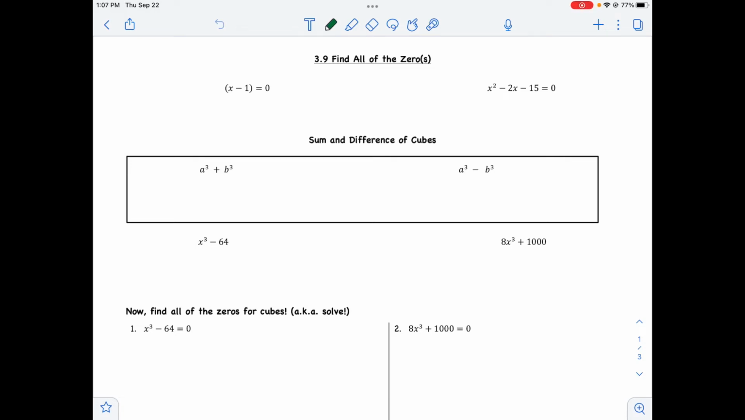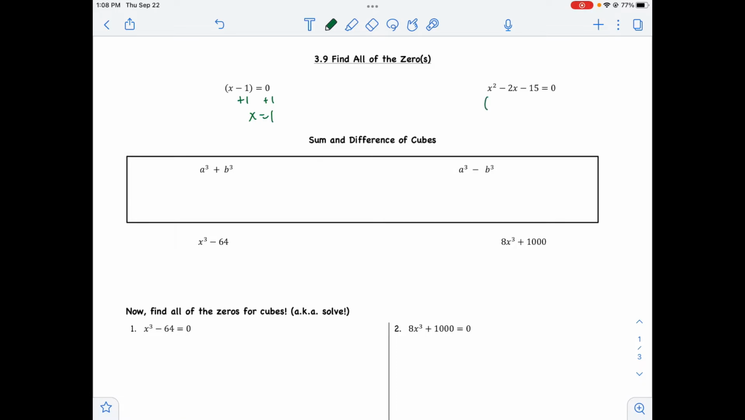This video is going to cover how to find all the zeros. So just as a refresher, if we have x minus 1 equals 0, we would solve for x by just getting x isolated. So plus 1, and we would have x equals 1. If we have a trinomial, we would need to factor.